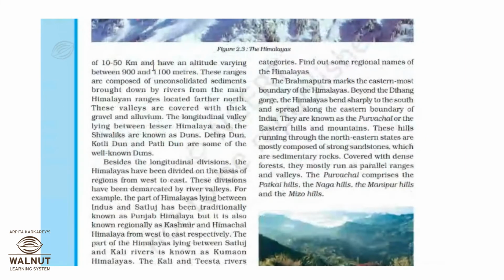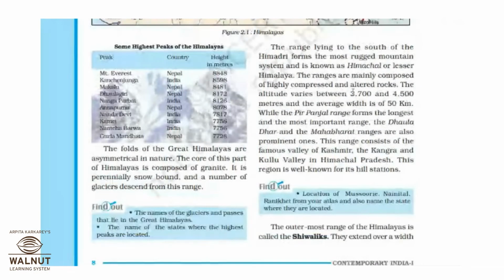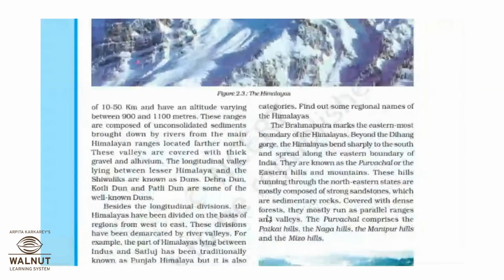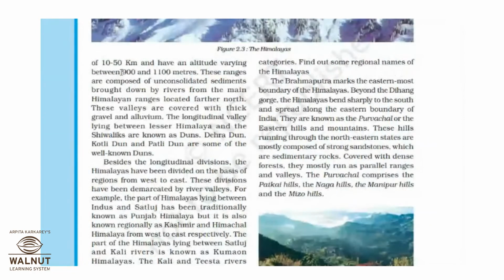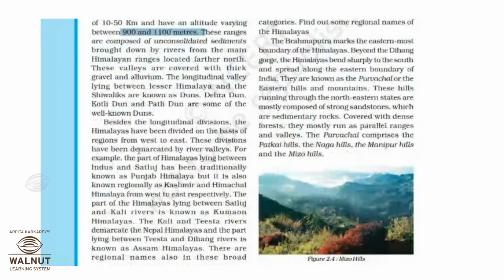They have an altitude between 900 to 1100 meters. So what is the altitude of the Greater Himalayas? The altitude of the Greater Himalayas is 3700 to 4500 meters. Then the altitude of the Shivaliks is 900 to 1100 meters. Is it clear? And it is in the Shivaliks that you have the longitudinal valley called the dunes, which is the place where you have our well-known place, Dehradun.